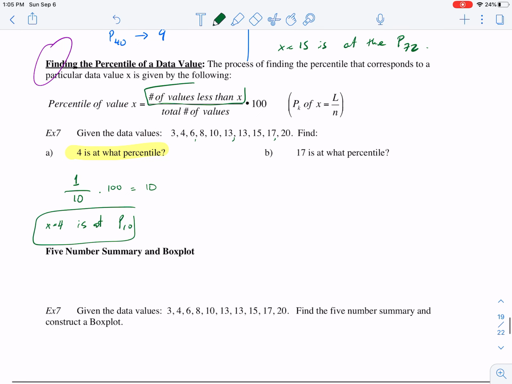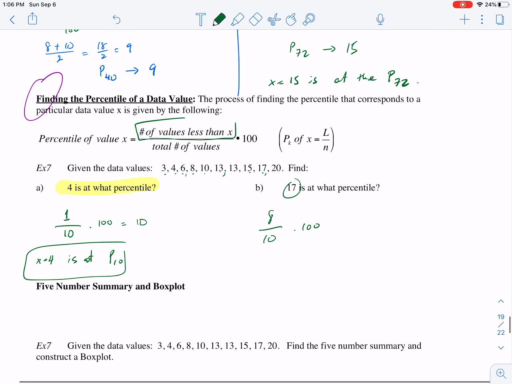17, so at what percentile? First we count how many numbers are less than 17. So we got 1, 2, 3, 4, 5, 6, 7, 8, 9. Less than, not equal, so 8. So 8 numbers less than 17 out of 10, times 100. So that means 80. So 17 is at P80.